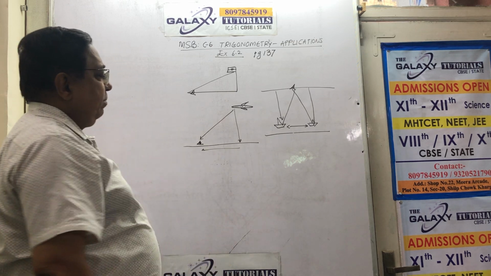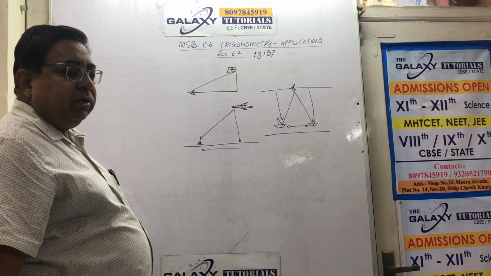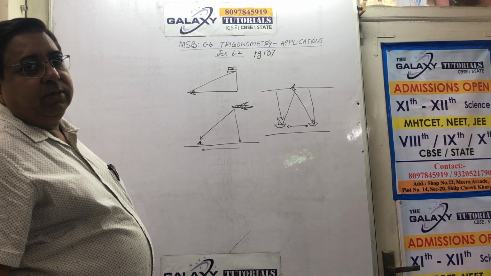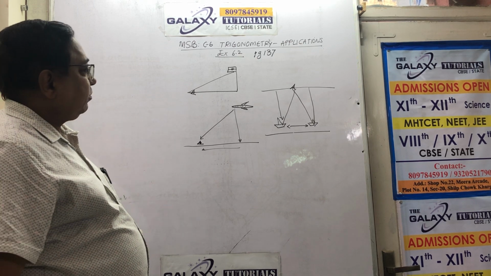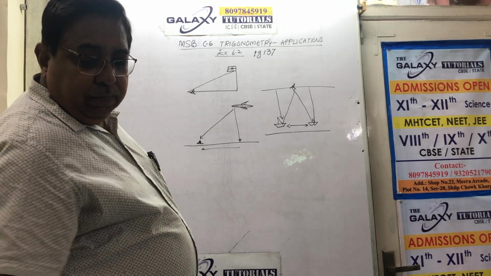So same like last time, if you can draw the triangle, you can solve the application. If you cannot draw the triangle, you cannot solve the application. It is same like last time. So, what are the things which you should keep in mind?